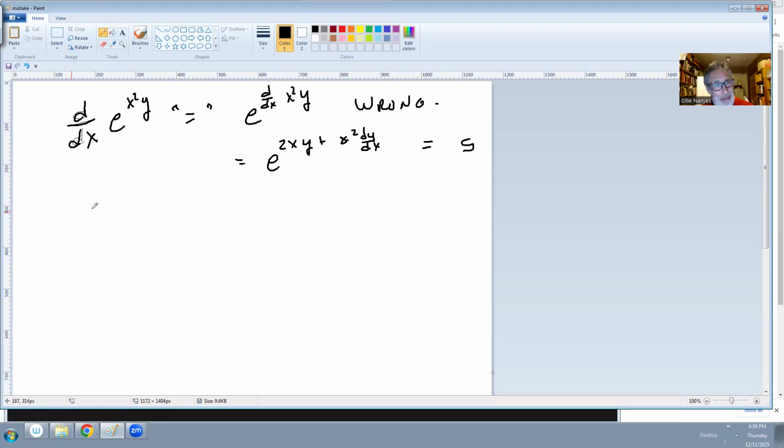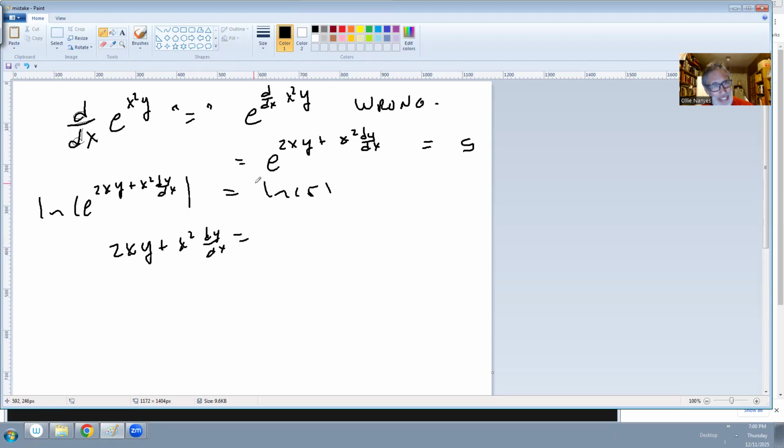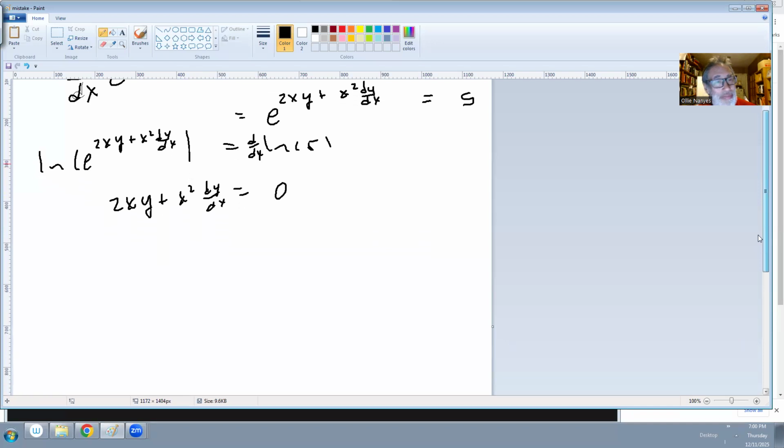Now, if you took log of both sides, and again, I want to make sure I know this is wrong, you have that. And then you have 2xy plus x squared dy dx. And what they did is they differentiated. And this is what leads you to the correct answer. So what's really going on here?